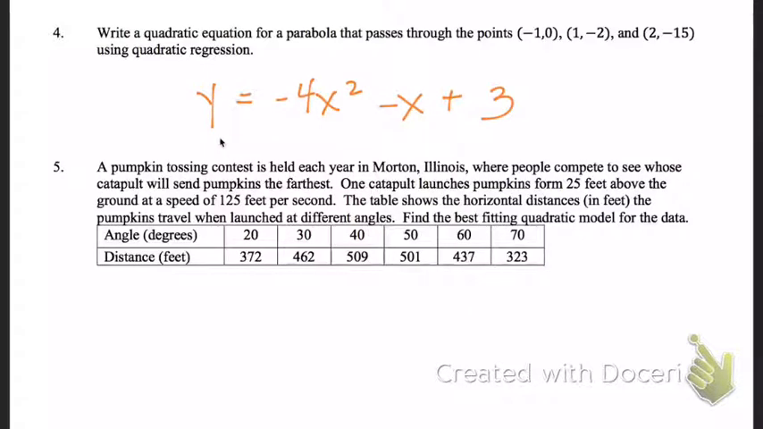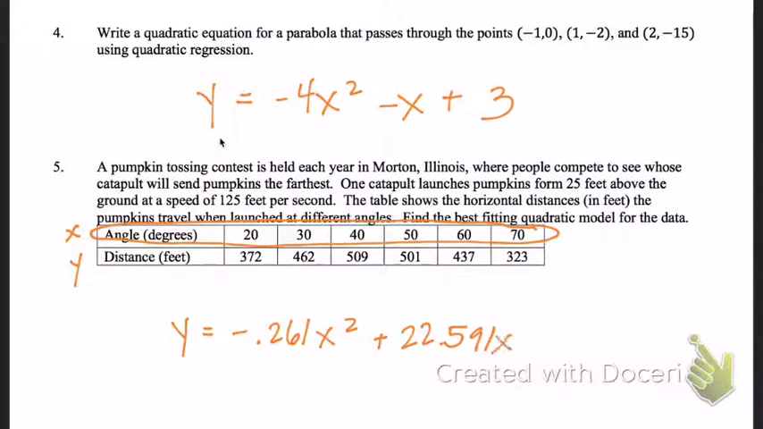So for number 4, you should get y equals -4x squared minus x plus 3. For number 5, these are typically what you'll see the most in these types of problems. You're just going to be adding more x values. So my angle, that'll be my x, and then my distance will be my y. So you're just typing in more data points. So you should get y equals -0.261x squared plus 22.591x plus 23.029. So try typing that in and then comparing your answers.